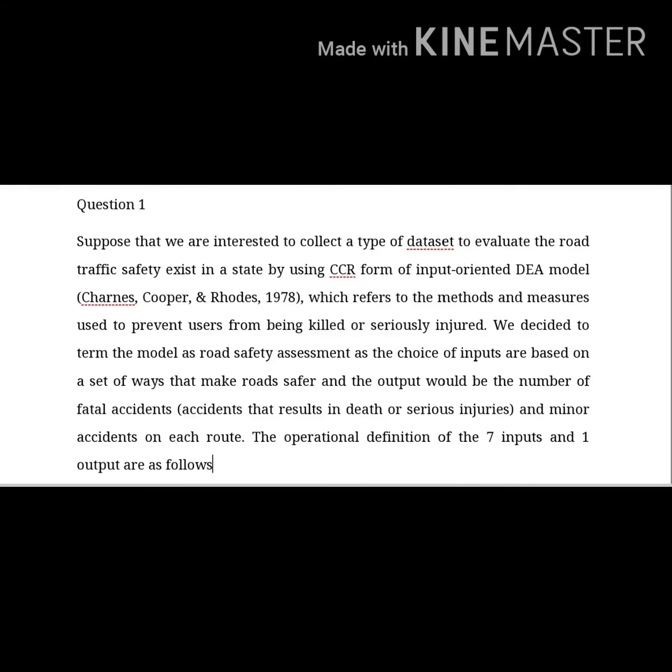We decide to term the model as road safety assessment, as the choice of inputs are based on a set of ways that make roads safer, and the output would be the number of fatal accidents that result in death or serious injuries, and minor accidents on each route. The operational definition of the 7 inputs and 1 output are as follows.